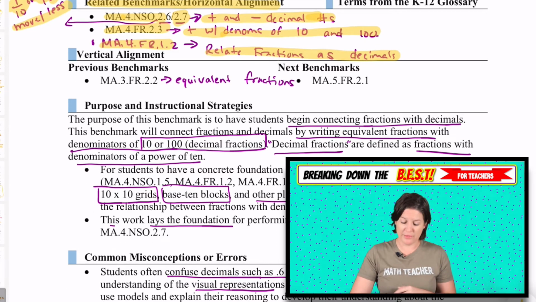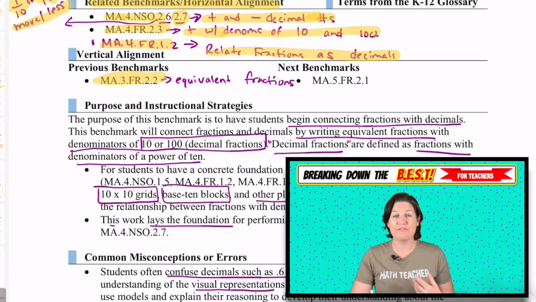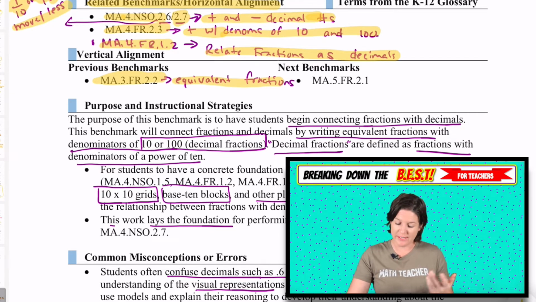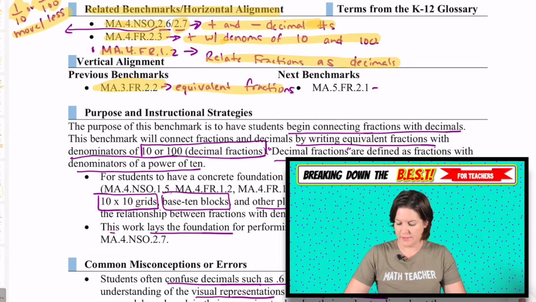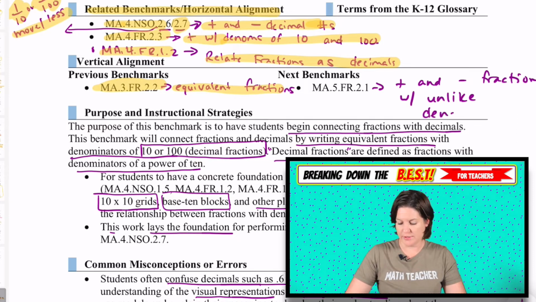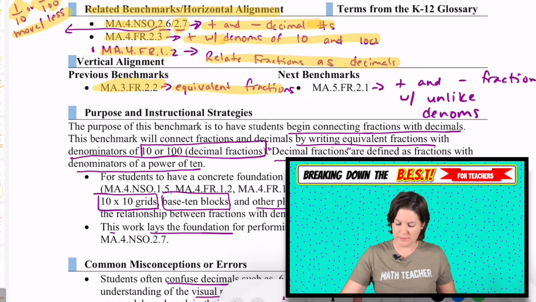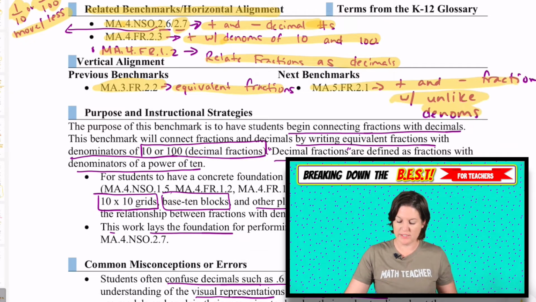Where are they coming from? In 3rd grade, they had 3.FR.2.2. That was the equivalent fraction standard, and I didn't mark up 5.FR.2.1. This is the adding and subtracting fractions with unlike denominators. Put denoms for short, okay? Sorry that I missed that one there. There we go. So adding and subtracting fractions with unlike denominators is what we will step into.